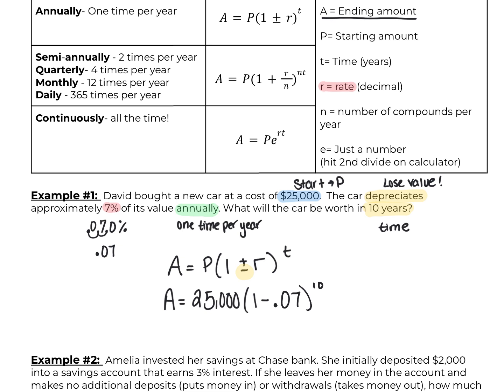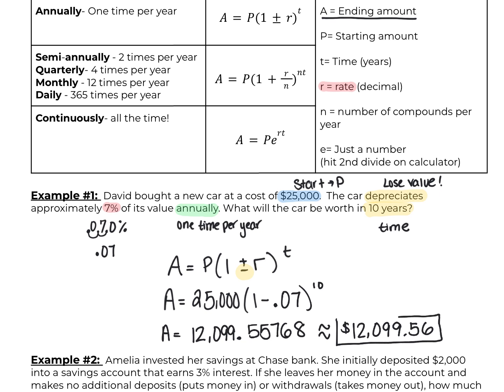All right, so I got 12,099.55768. Now, we can talk money, right, and round it to the nearest cent. How much is the car going to be worth? So we'll say $12,099.56. So after 10 years, the car decreases to nearly half, right? Half of 25,000 is close to 12.5, so it's pretty close.